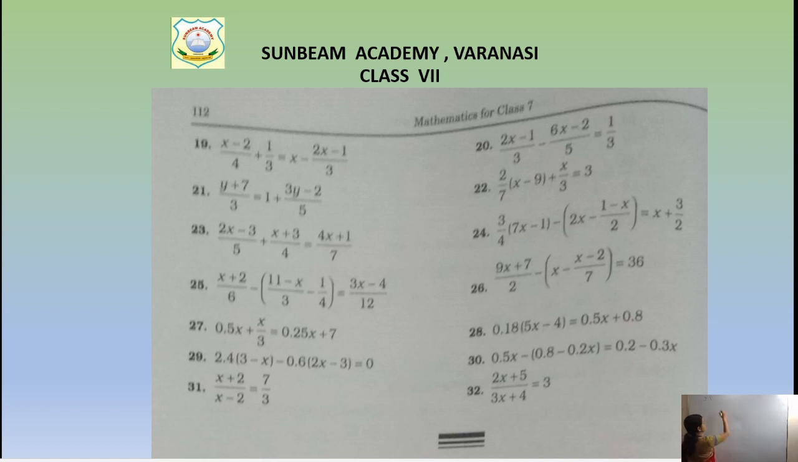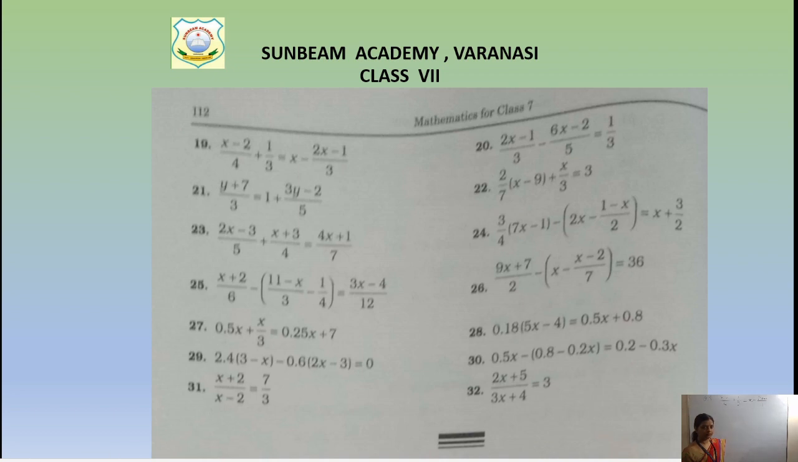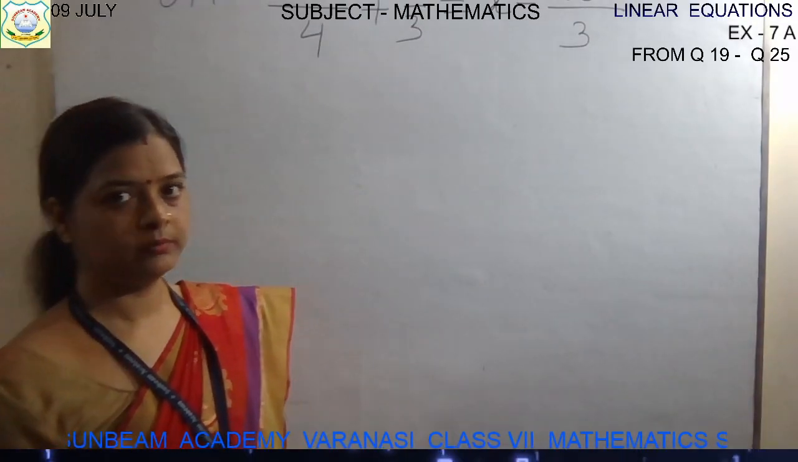It is (x minus 2) divided by 4 plus 1 by 3 is equal to x minus (2x minus 1) by 3. This is the question. After doing it, you should match it. Okay. Now, let's see the board.